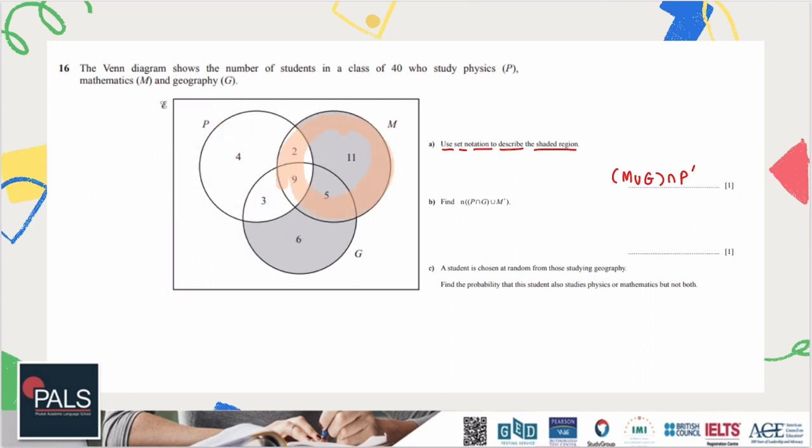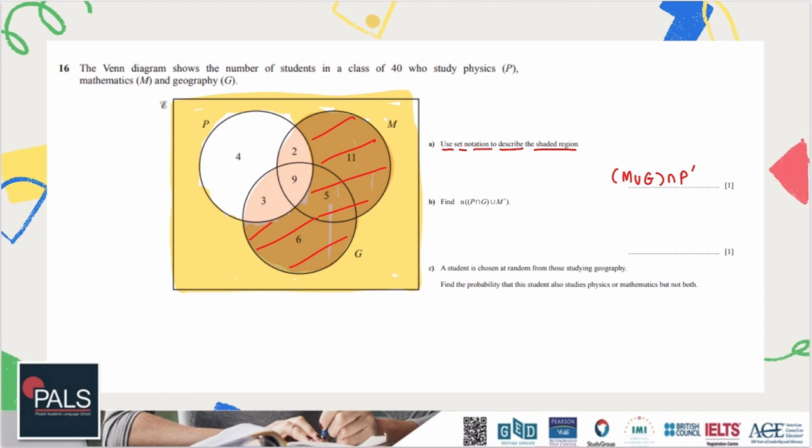So it's M union G here, and intersect with P prime. It's not P. So this part is not P, including outside, it is not P. So this part, because it's an intersection, the answer is this part.